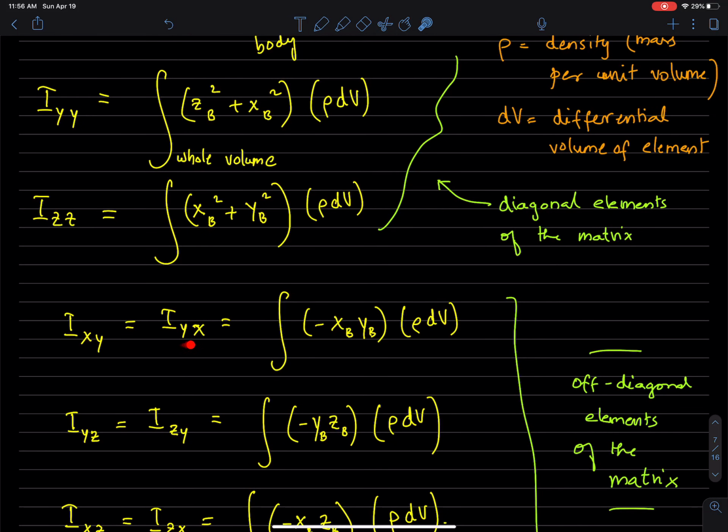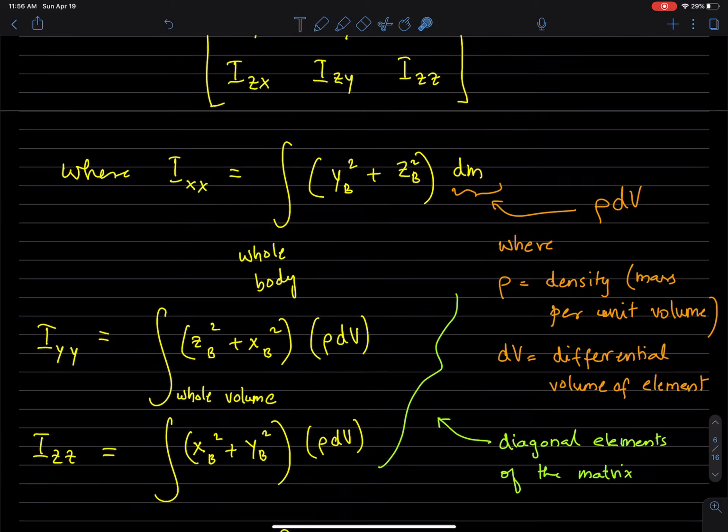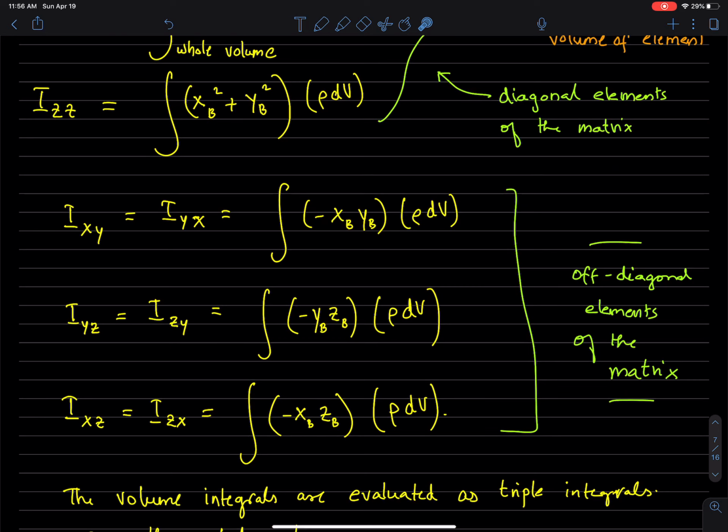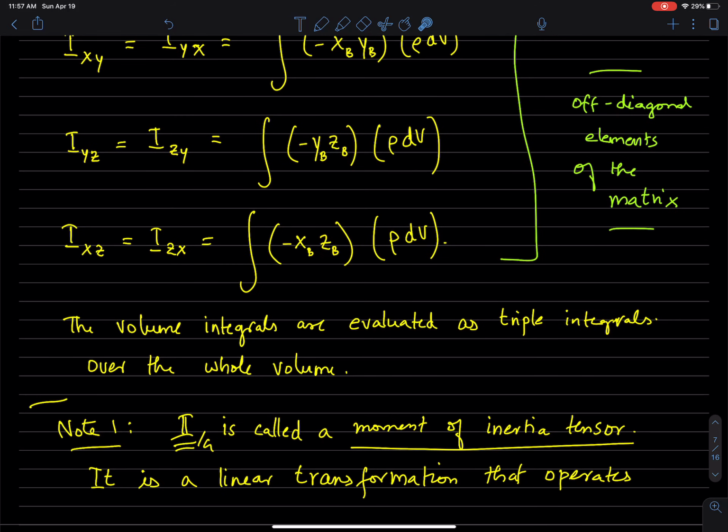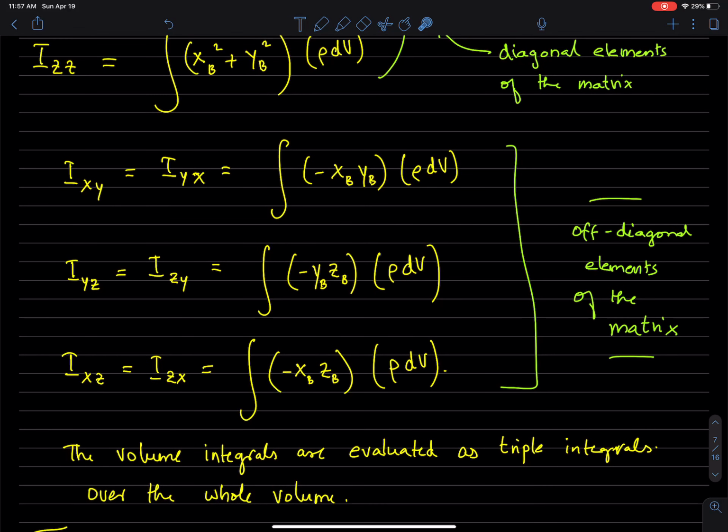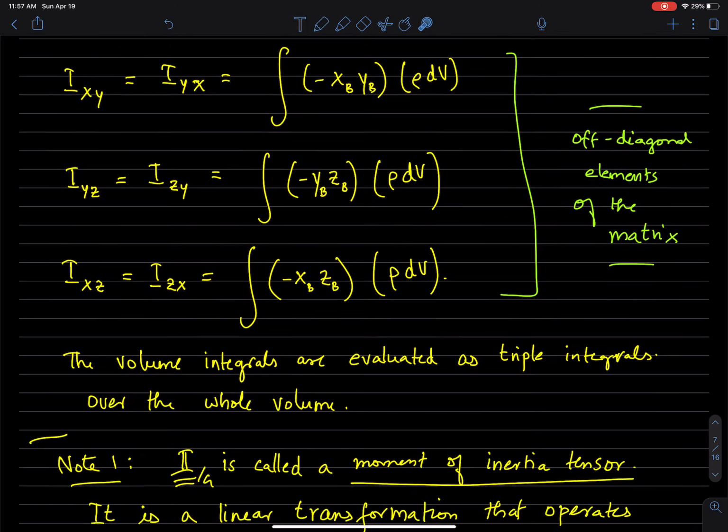Notice that there are these cross moments of inertia, Ixy and Iyx, and they both have essentially the same expression, integral minus xb yb times rho dv or dm. Of course, because xb yb is the same as yb xb, Ixy is the same as Iyx. Same for these things. Okay, because of this property, which is commutativity of just simple multiplication, the moment of inertia matrix is going to be always a symmetric matrix. Okay, symmetric matrix.